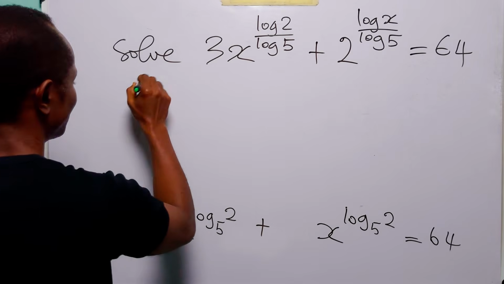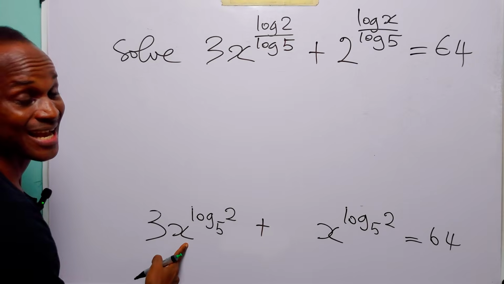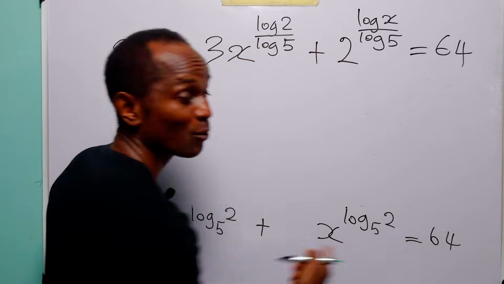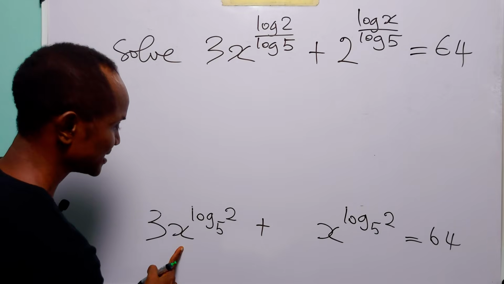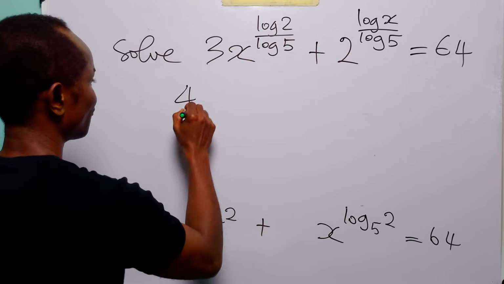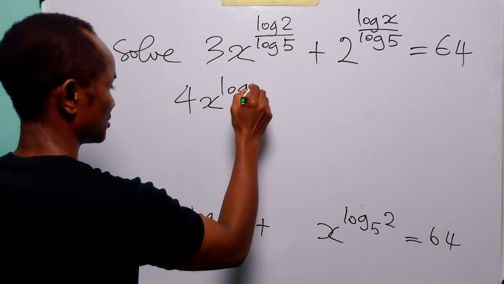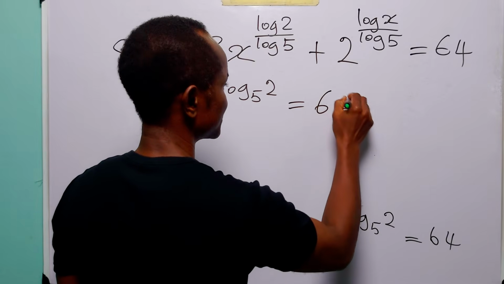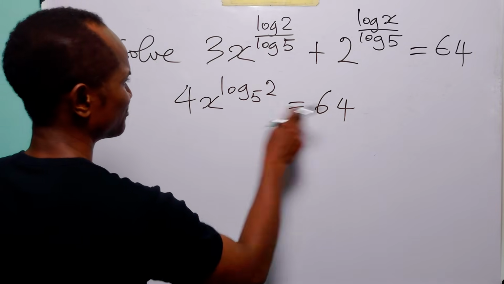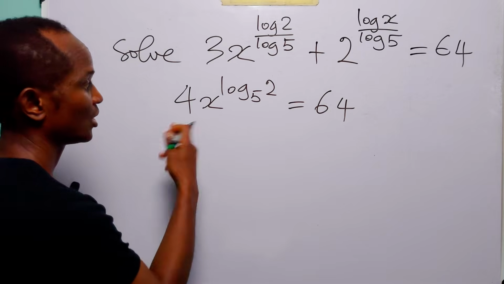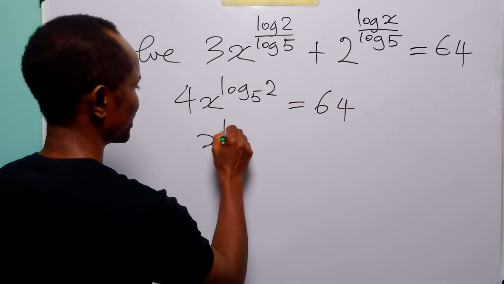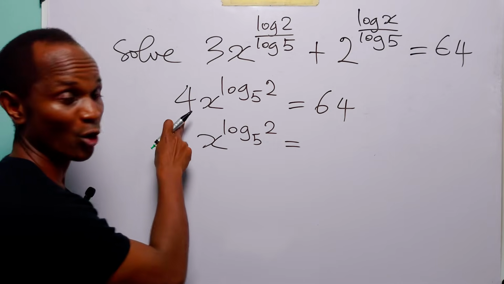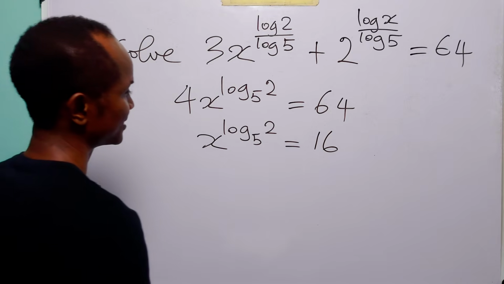From this line, we have that 3 times x to the power log base 5 of 2 plus x to the power log base 5 of 2 is equal to 64. Of course, you know that this plus this is equal to 4 times x to the power log base 5 of 2, and this is equal to 64. Now let us divide both sides of this equation by 4. When we do that, we have that x to the power log base 5 of 2 is equal to 64 over 4, which is equal to 16.